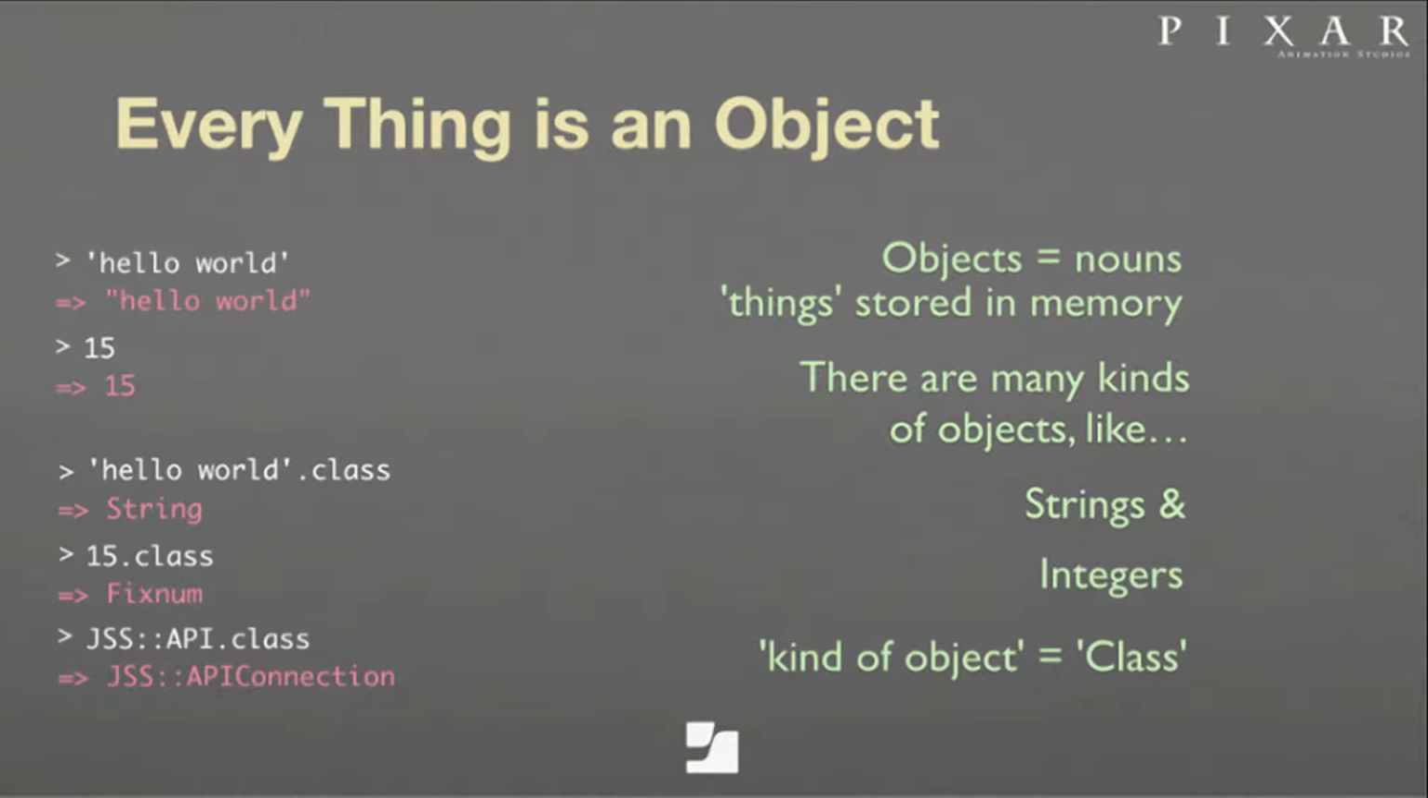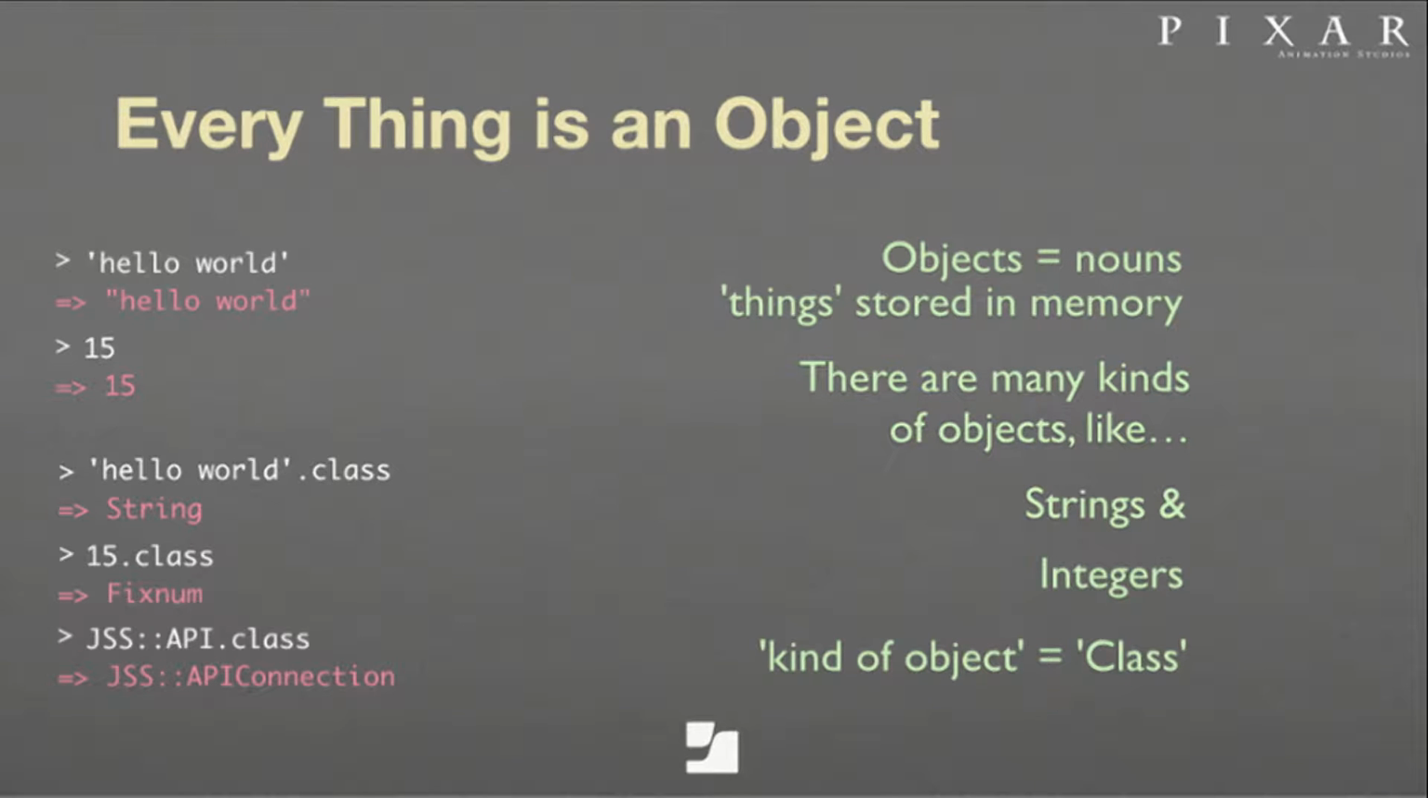So let's talk about everything is an object. Ruby is an object-oriented language. Python is too, but a lot of Python code is not written as such. It's written in a very linear fashion. A lot of Ruby can be written that way, but a lot of times it's not. It's written very object-oriented. So objects are just nouns. They're things. Here we've got the string hello world, and that is a thing. There we've got the integer 15.